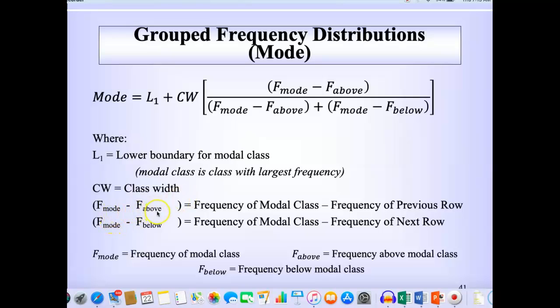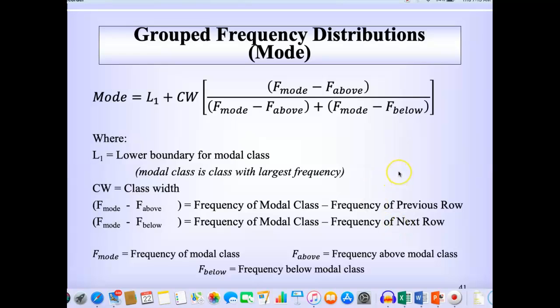F mode minus F above. F mode is the frequency of the modal class. I will subtract from that the frequency of the previous row, which is the row that's above it in the table. So the frequency of the modal class minus the frequency immediately above it. The other part says F mode minus F below, which is the frequency of the modal class minus the frequency that is immediately below it.